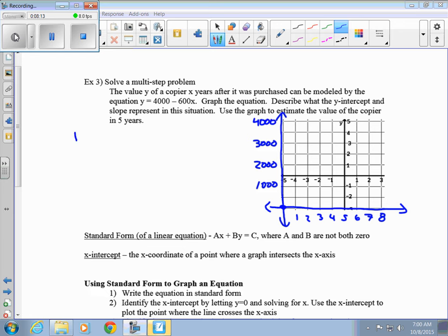So again, m, b. m is -600. b is 4,000. So we're going to graph that. So at 0, it is 4,000. That's my y-intercept. So now I'm going to go down 600. So down 600 and over 1 would give me right about there. Down 600 and over 1 is going to give me there. Down 600 and over 1. And I'm going to keep doing that.